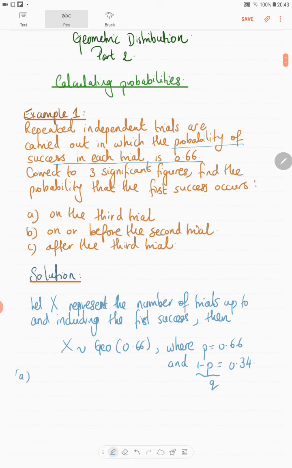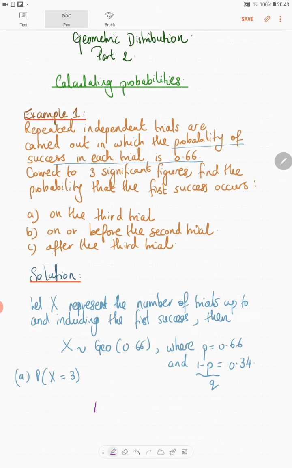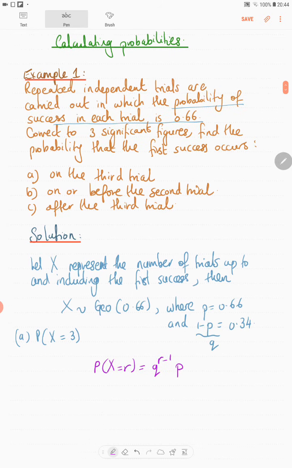Part A. We have to calculate the probability that the first success occurs on the third trial. So here we have to calculate probability X is equal to 3. So using the formula, we have the formula probability capital X is equal to r as Q to the power r minus 1 times P. So we have to use this formula.